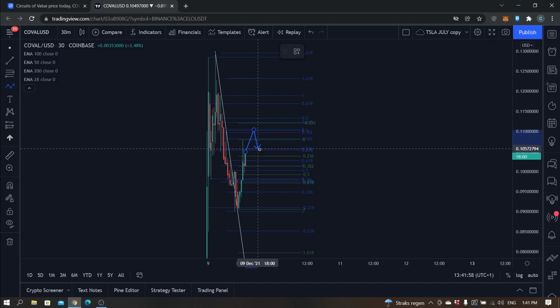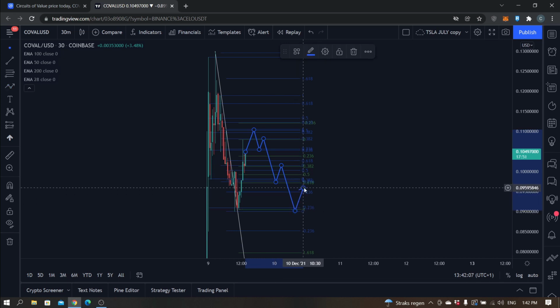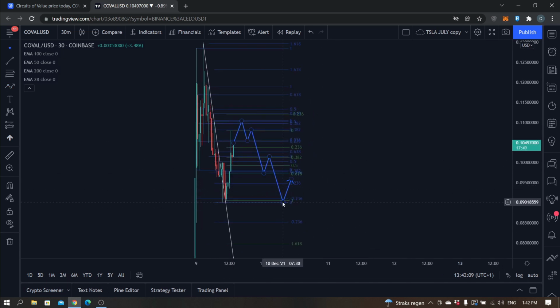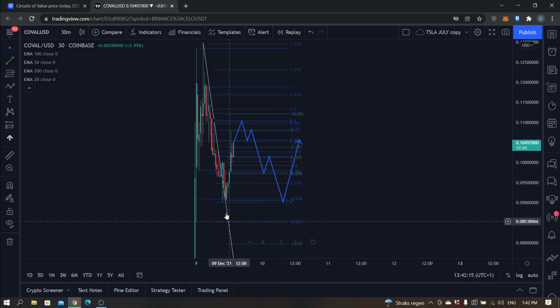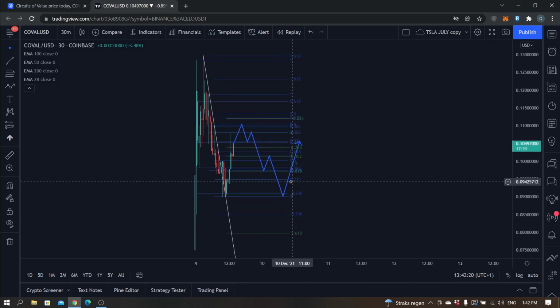From here, we might see something like this, so that it was kind of a fake bullish move and we drop all the way down, probably even to 9 cents. And from there, we have the opportunity to go up, but it really depends on how big the touch off of this level is. It should at least be something like this. If it isn't, COVAL might even drop down more.